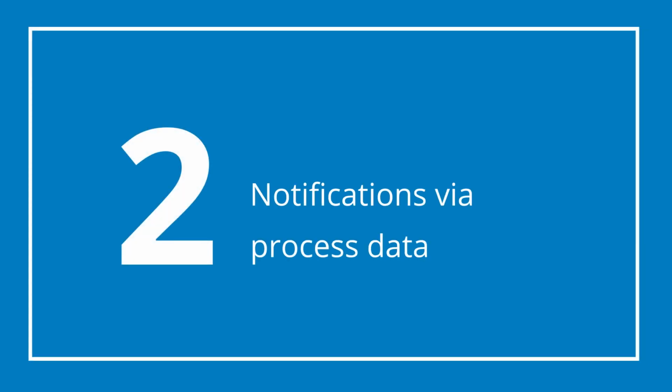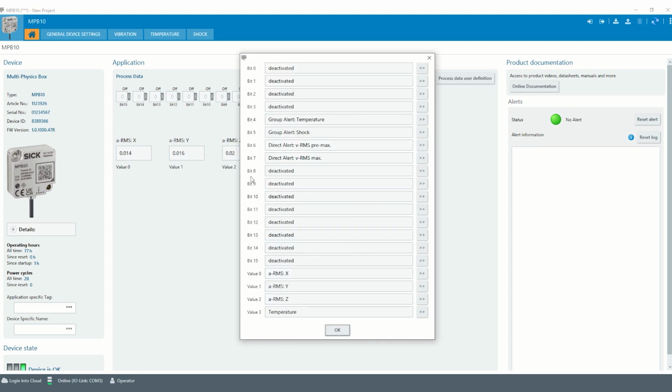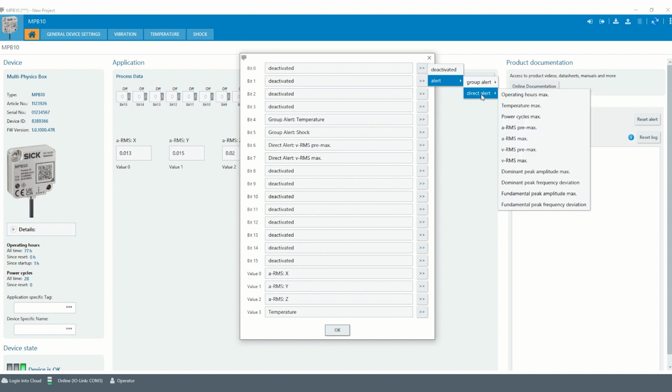Chapter 2 Notifications via process data. The alarm flags can be mapped into the process data of the sensor. The lower 16 bits of the process data can be freely configured to carry alarms to the outside. Two types of alarms can be distinguished: group alerts and direct alerts.